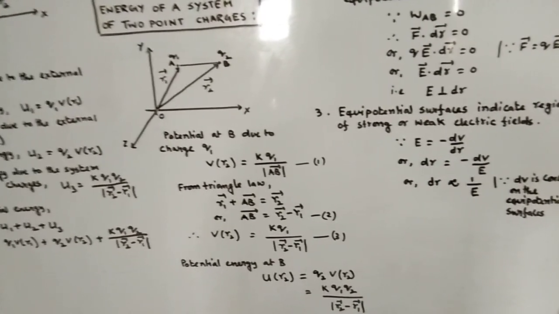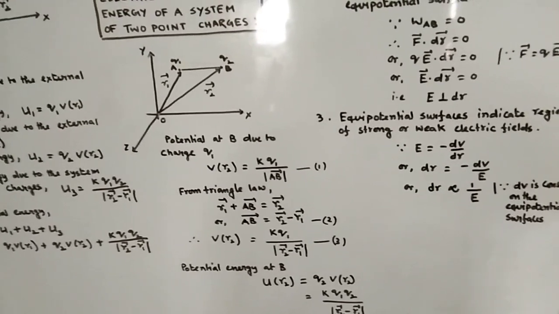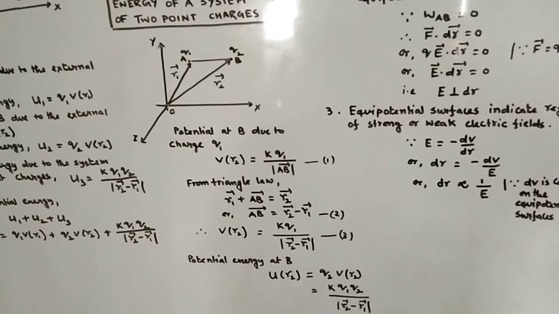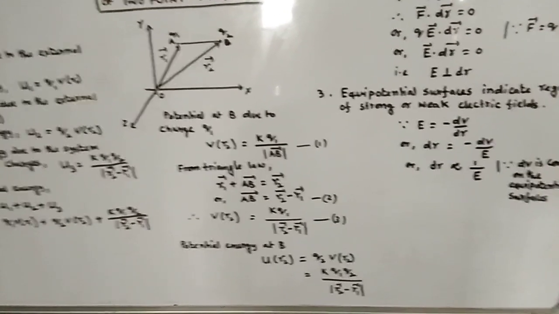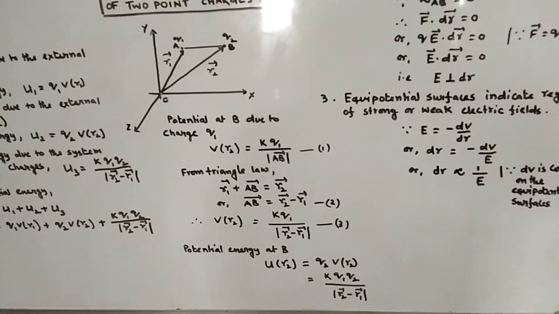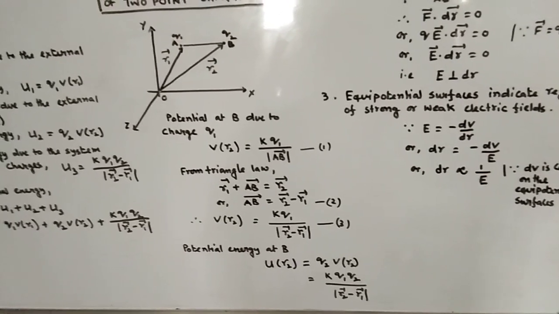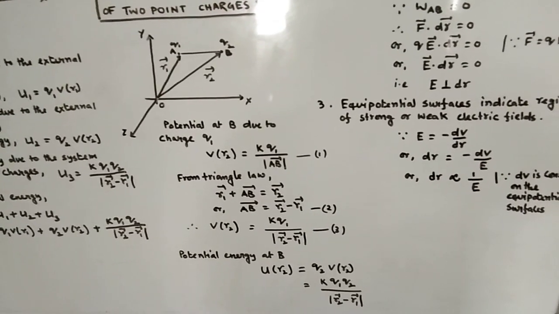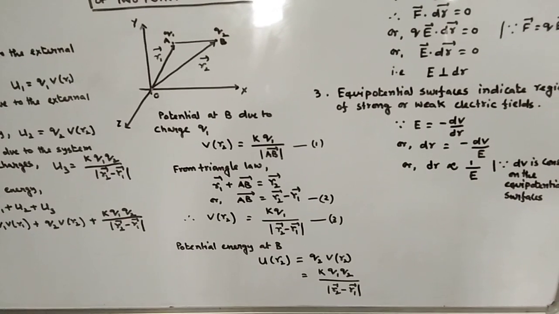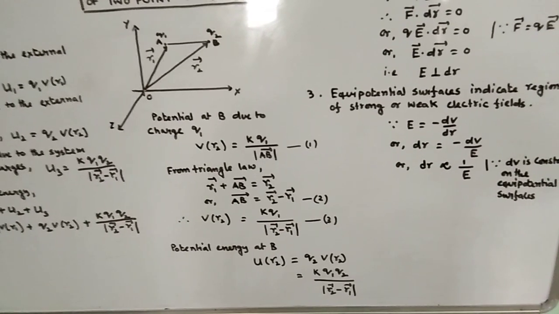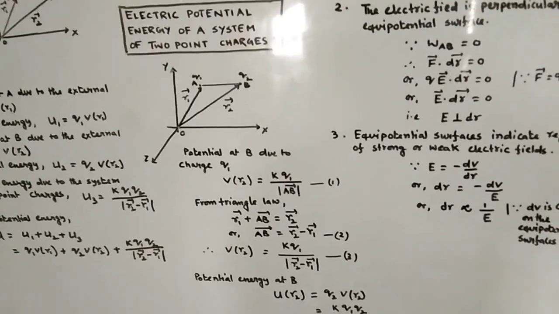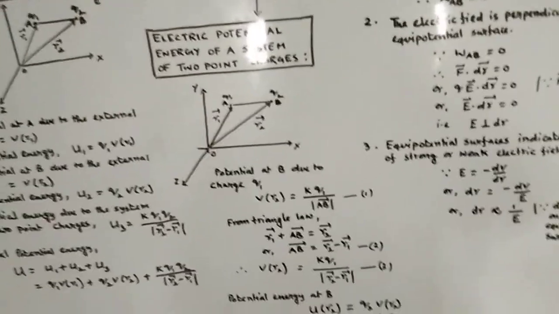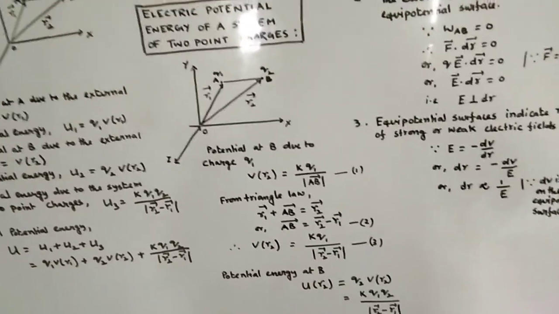Now V is the potential, a function of r2. If you substitute the value kq1 by the modulus of r2 vector minus r1 vector for V(r2), then we get kq1 by the modulus of r2 vector minus r1 vector, and as q2 is there, finally we will get kq1q2 by the modulus of r2 vector minus r1 vector. So this is one important expression for the potential energy of a system of 2-point charges.